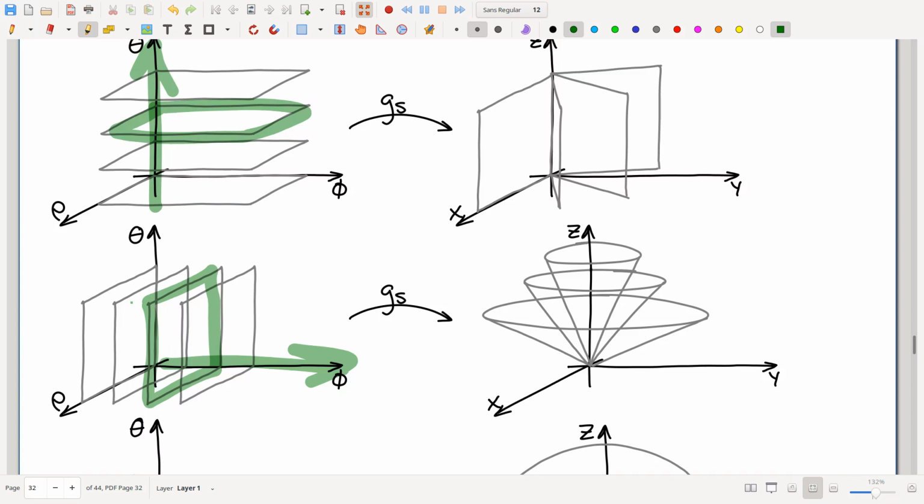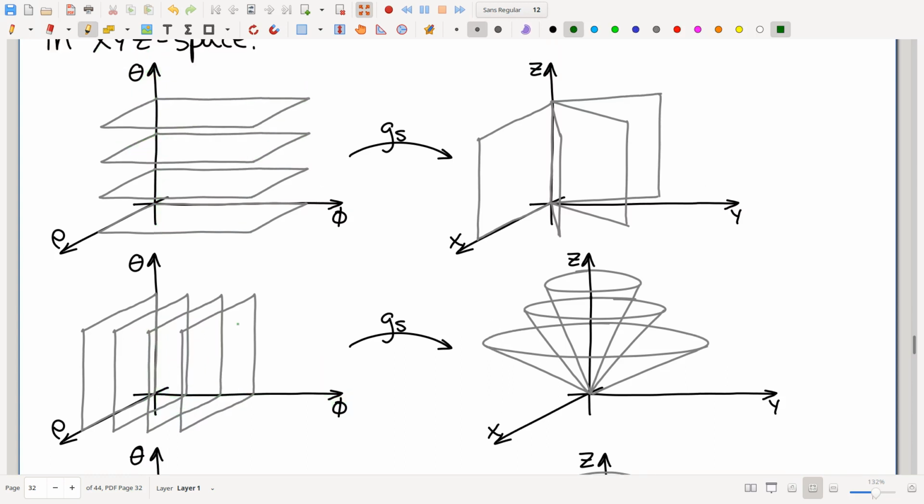So it's much more convenient to just think about what a constant value of, for example, theta looks like in XYZ space. And it's just like with cylindrical. It's always a half plane hinged on the z-axis. And then likewise for the rest of these.